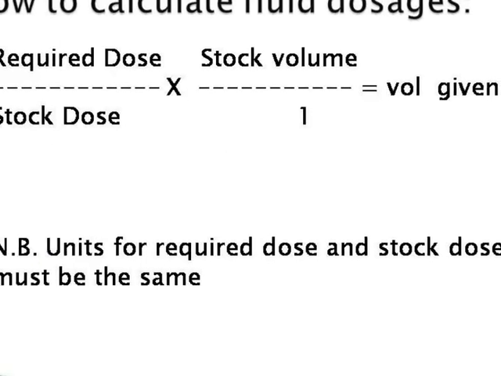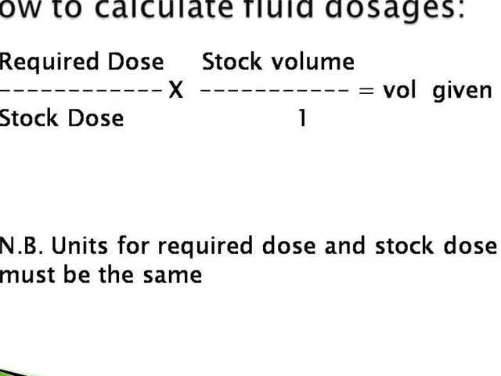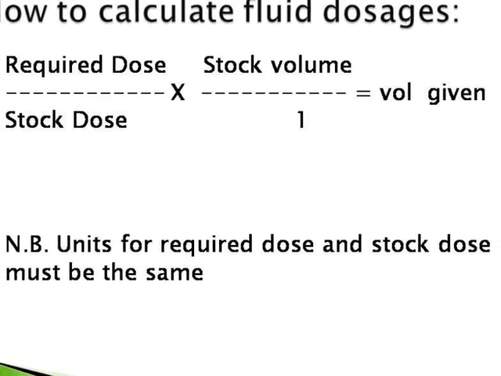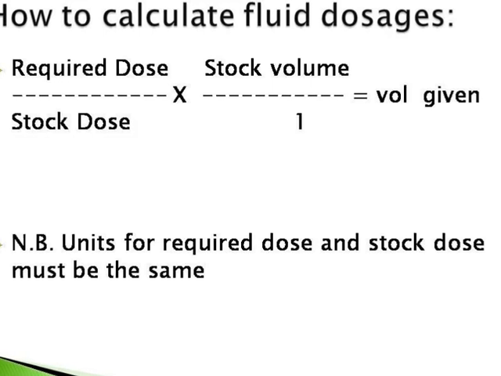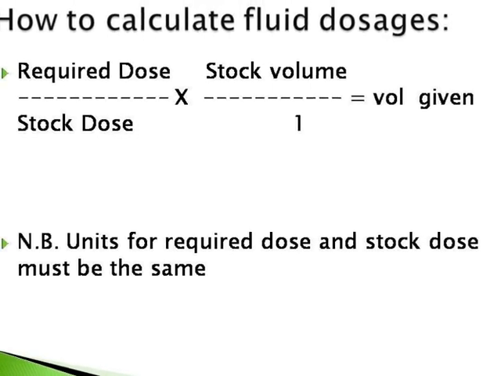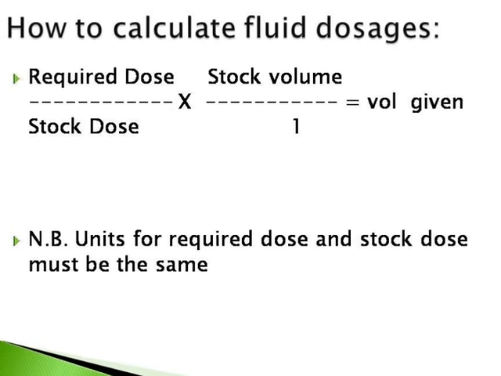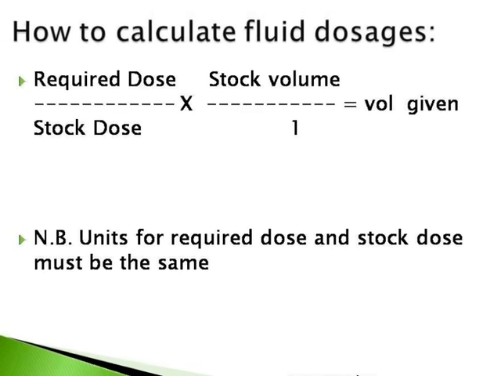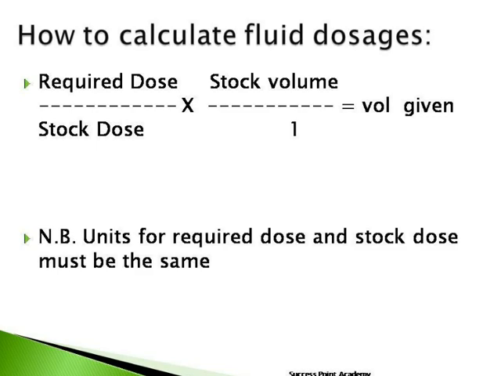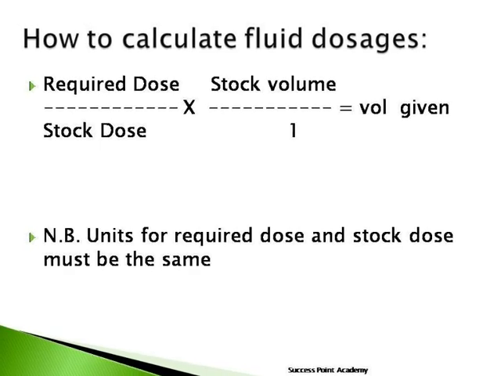The second formula is how to calculate the fluid dosage, like an injection. Required dose divided by stock dose, multiplied by stock volume divided by 1. Here also the units must be the same. The stock volume always comes in ml.